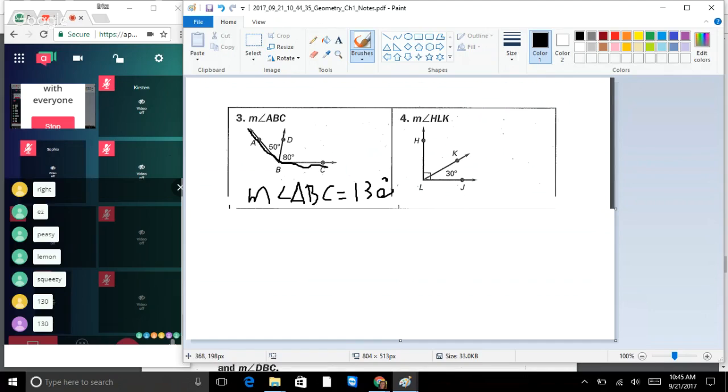Okay, what about the measure of HLK? So this one's a little different, right? They tell us the total measure is 90, and they tell us that one of the angles is 30. So we actually need to do subtraction, but I see in the chat that we know this is 60 degrees. And we are allowed to do 3 and 4 without any explanation because of postulate 4. So if you ask why I can do number 3 and number 4, it's because of postulate 4.